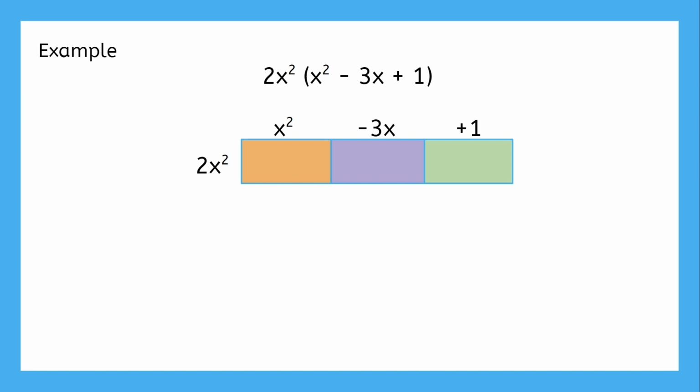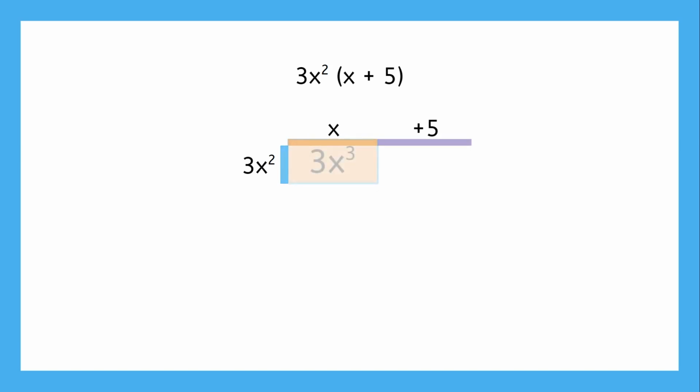2x squared times x squared is 2x to the 4th. 2x squared times negative 3x is negative 6x to the 3rd. And 2x squared times 1 is 2x squared. So the product of 2x squared and x squared minus 3x plus 1 is 2x to the 4th minus 6x to the 3rd plus 2x squared. See? It works just like distribution, but with polynomial terms instead of just numbers or variables.